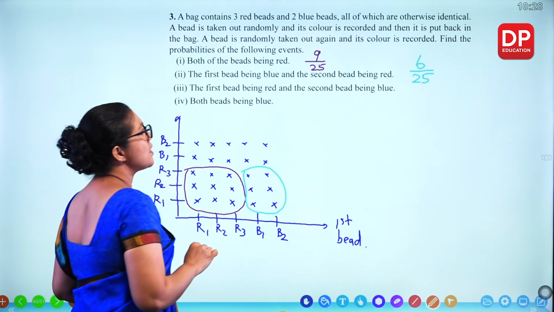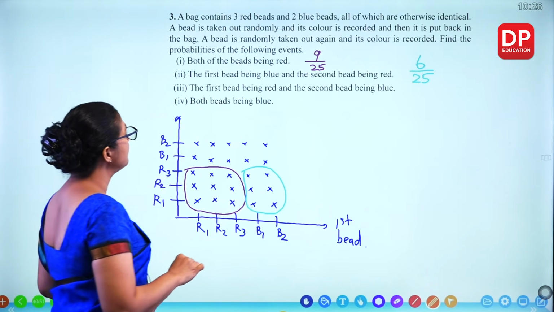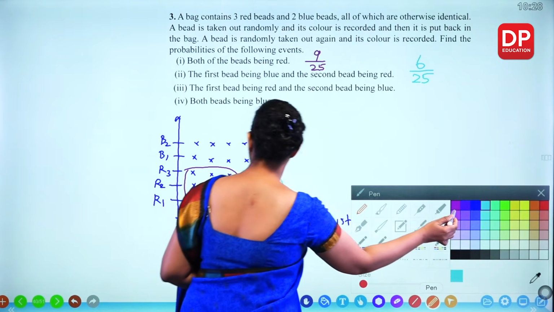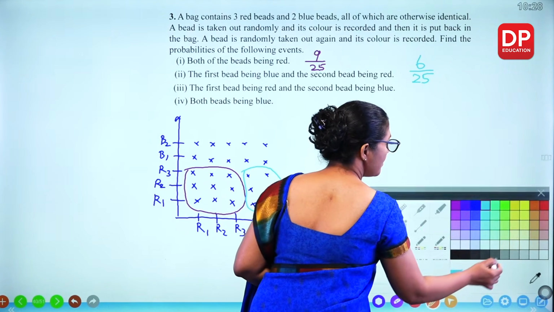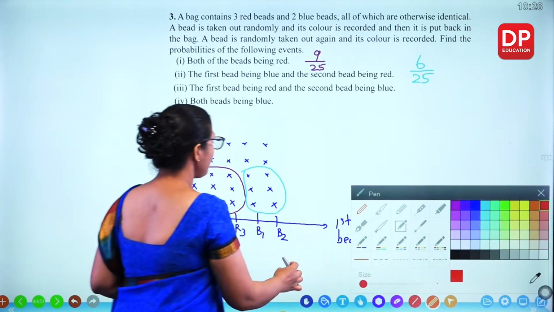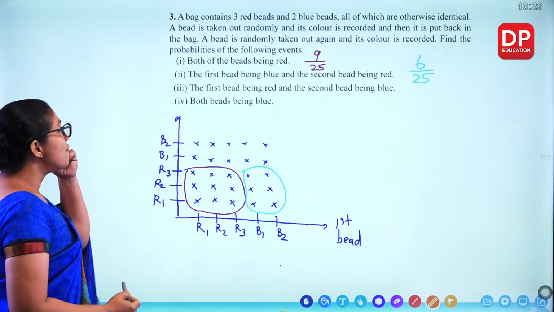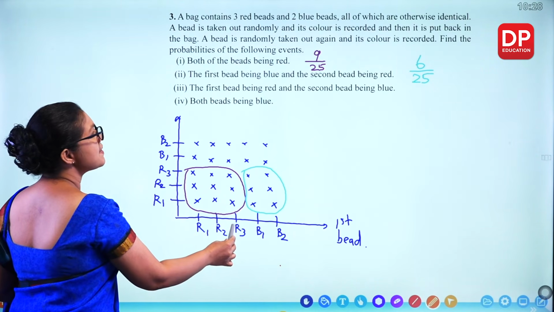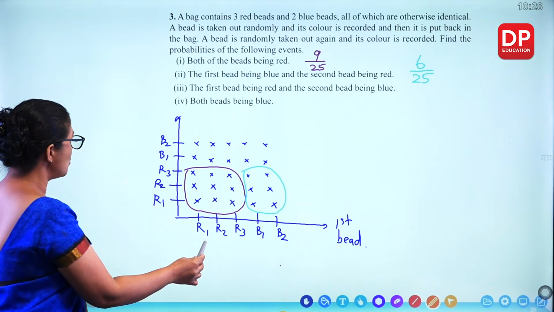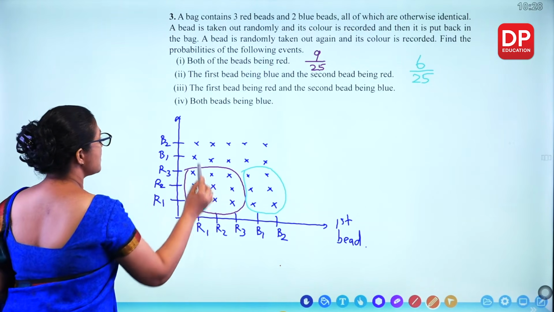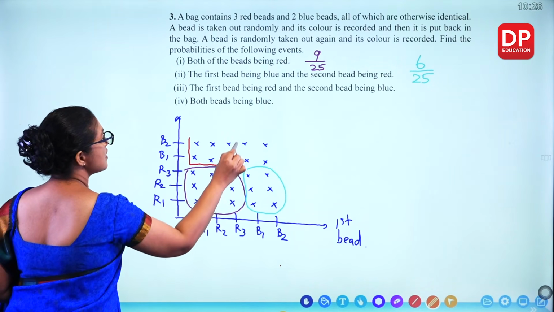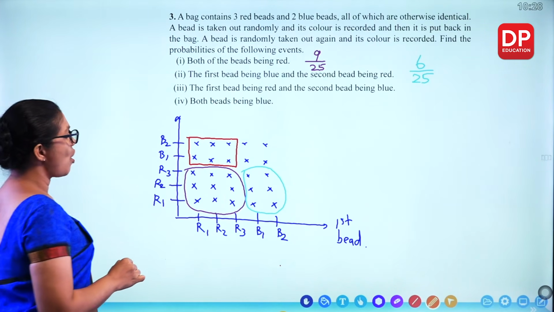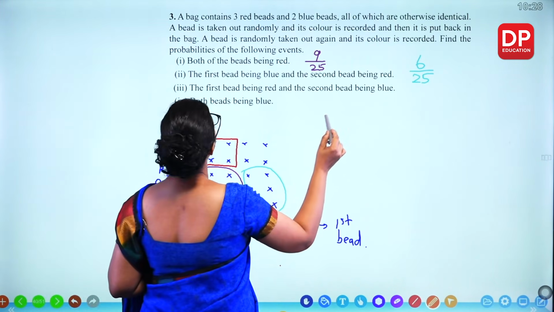6 over 25. Third one, I'll take another color. I'll take red one. The first bead being red, and the second bead being blue. So 3 reds with this one, you get this part. So 6 out of 25.